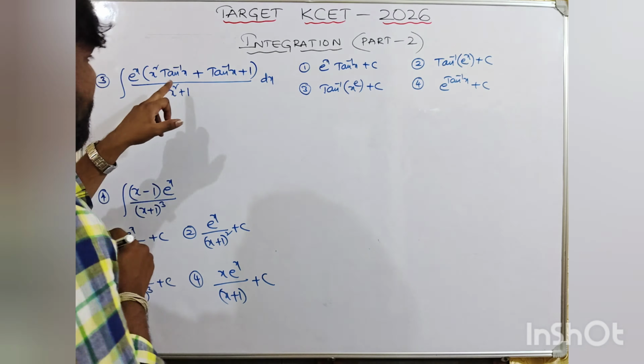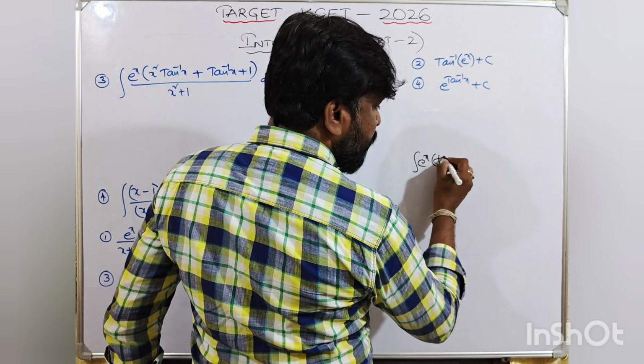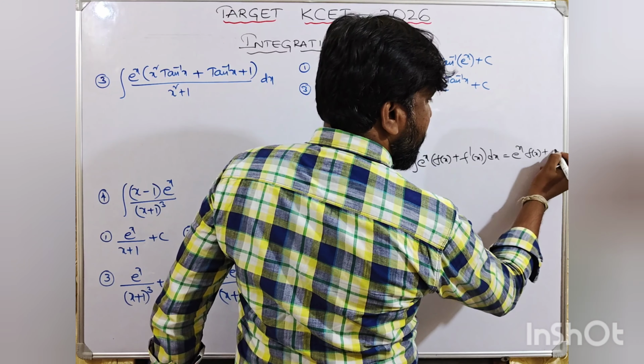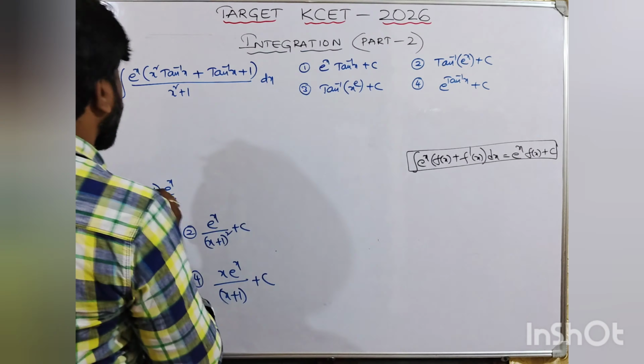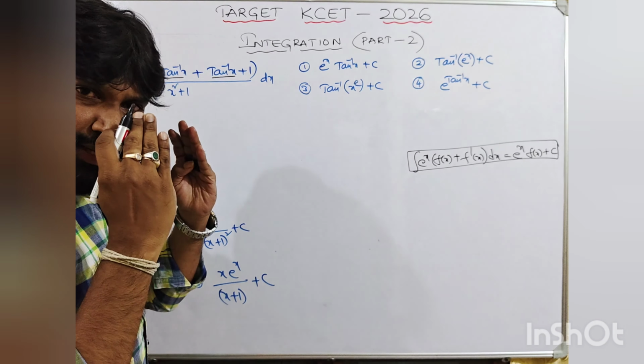Integral e^x into (x^2 tan^-1 x + tan^-1 x + 1) by (x^2 + 1) dx. What is your formula? Integral e^x into (f(x) + f'(x)) dx is equal to e^x into f(x) plus c. You are going to convert into this form. So look carefully, friends. If you observe carefully, there are 2 times tan^-1 x.